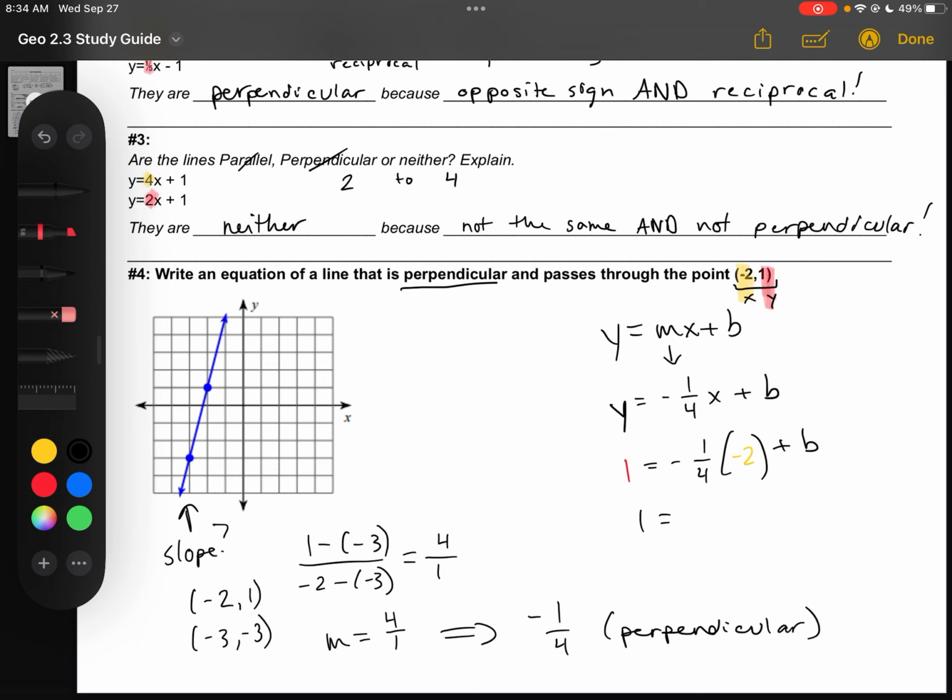So we can use our calculator for this. -1/4 times -2 is going to give us +1/2 plus b. Subtract 1/2 from each side. 1 minus 1/2 is b is equal to 1/2 actually. So we can go back to our original equation up here, and we can have y equals -1/4x, and then it's going to be plus 1/2, because we now know our slope. We calculated that below, and we now know our b term. We also solved for that below.